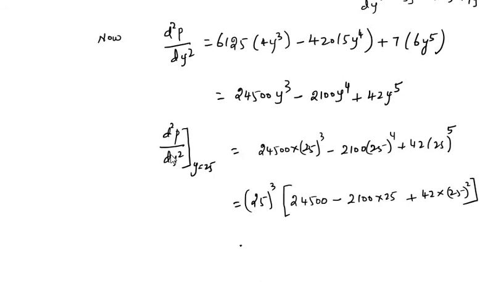This you simplify. No need of finding 25 the whole cube. That is 24,500 minus 2,100 into 25. This if I multiply, we may get 52,500, plus 42 into 25 square. What is 25 square? If I multiply, we get 625. Then you multiply by 42. Then if I multiply 42, what will we be getting?